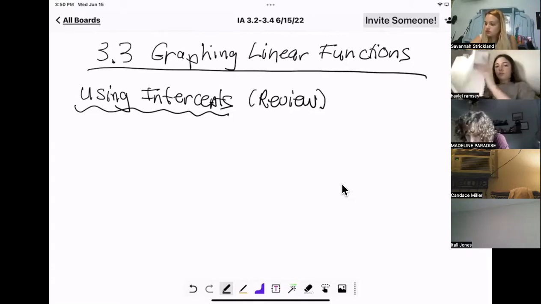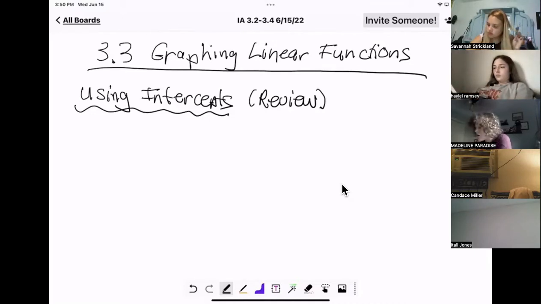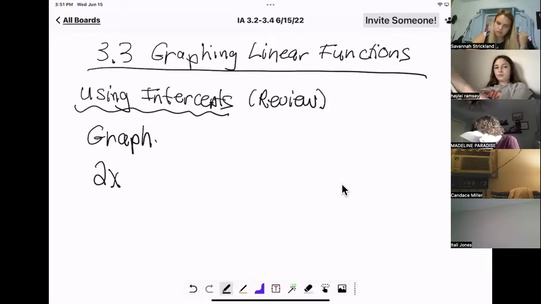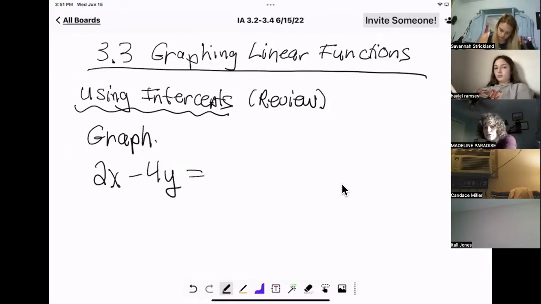Graphing linear functions. So it's kind of a review of what I did. I put it in the last section we did, but I just want to do one problem to show you how to graph with intercepts just one more time, because that's what this section is really about, graphing with intercepts. So if I have the equation, graphing with intercepts means I need to find the x-intercept and the y-intercept.